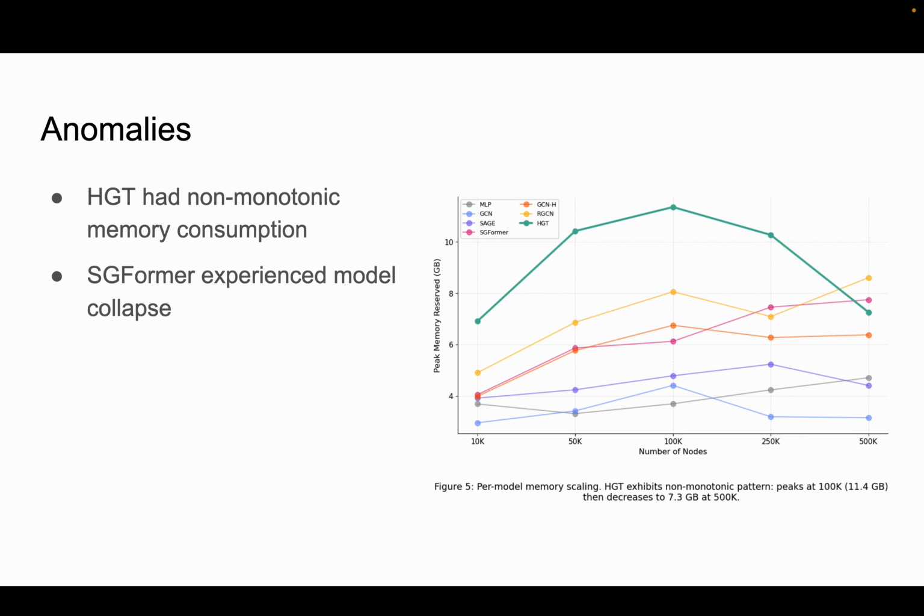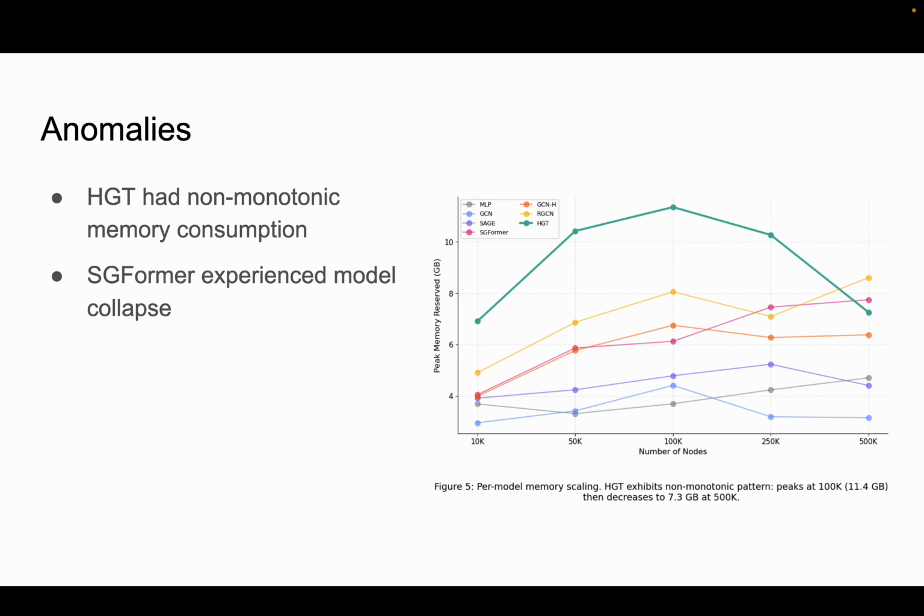We did see some interesting anomalies while we were conducting our testing, namely, once again, in terms of the heterogeneous graph transformer, we saw non-monotonic memory consumption growth, which is highly unexpected. Memory consumption peaked at the 100,000 node sample and actually decreased at the 250,000 and 500,000 sample sizes. This is a really interesting result and merits further investigation and further research to understand why this model is actually consuming fewer resources at larger scales.